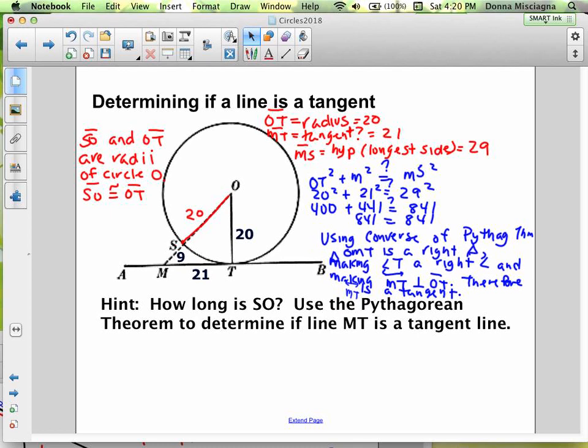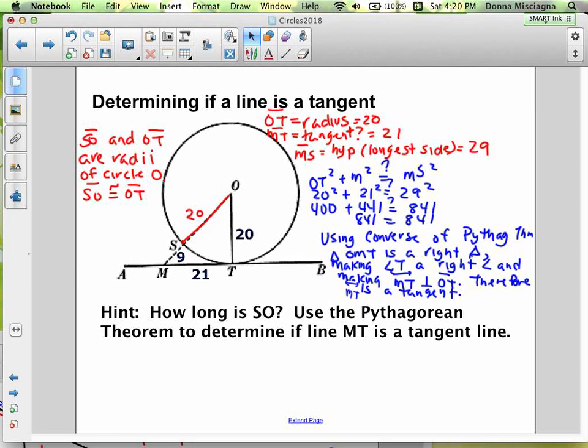All right, so when you were learning the converse of the Pythagorean theorem, you were also learning a way to determine if a line segment was a tangent.